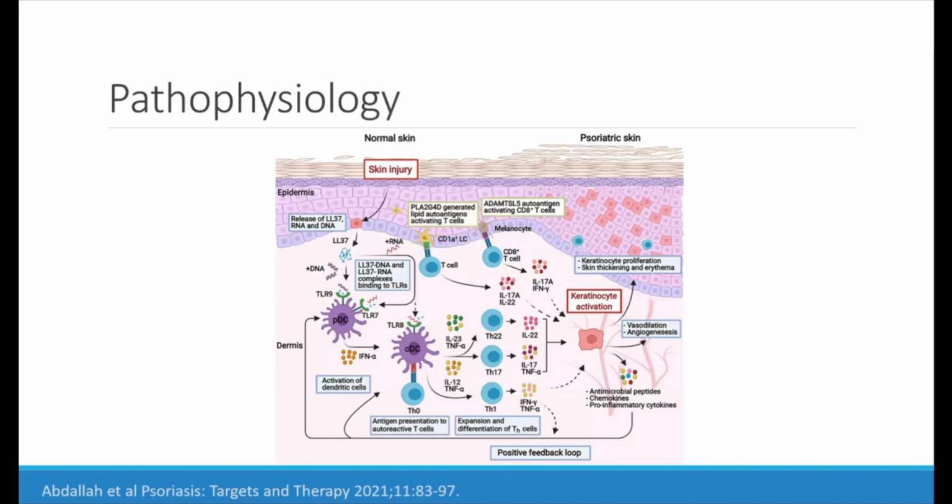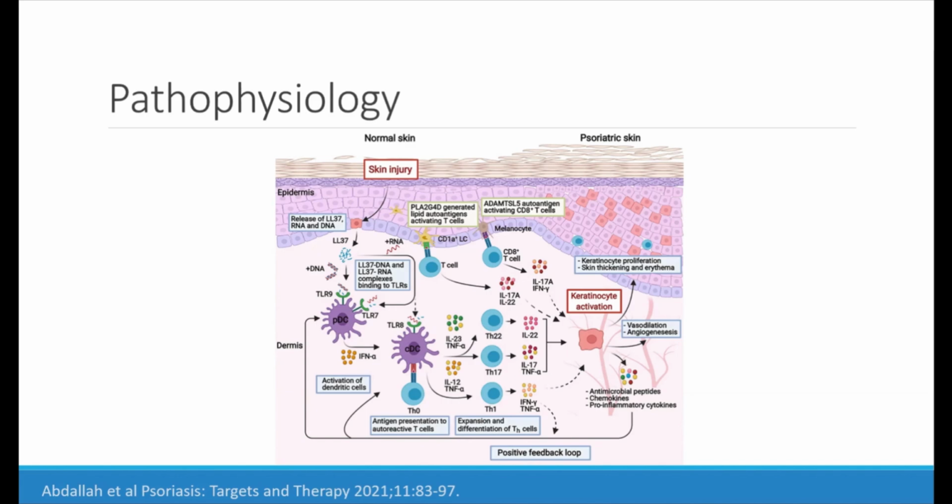This is the pathophysiology of psoriasis. First, skin injury in normal skin leads to the release of LL37 RNA and DNA, and LL37 DNA and LL37 RNA complexes bind to the toll-like receptors. This leads to activation of the dendritic cells with involvement of interferon gamma. The antigen is presented to autoreactive T cells, and then you get expansion and differentiation of the Th cells.